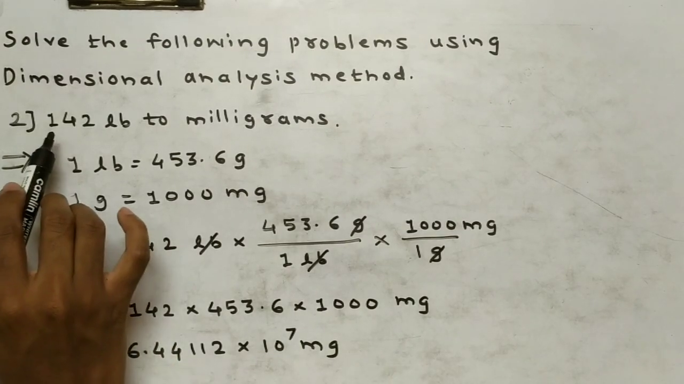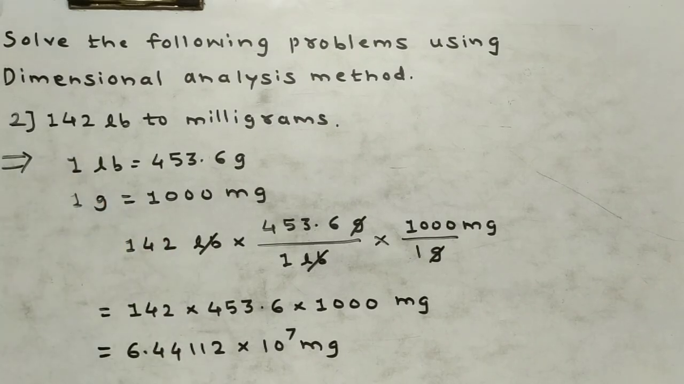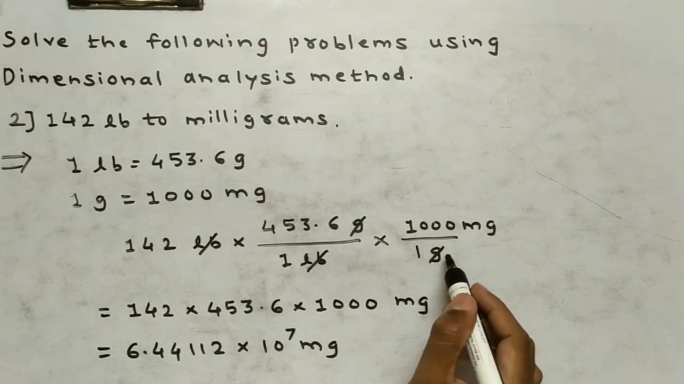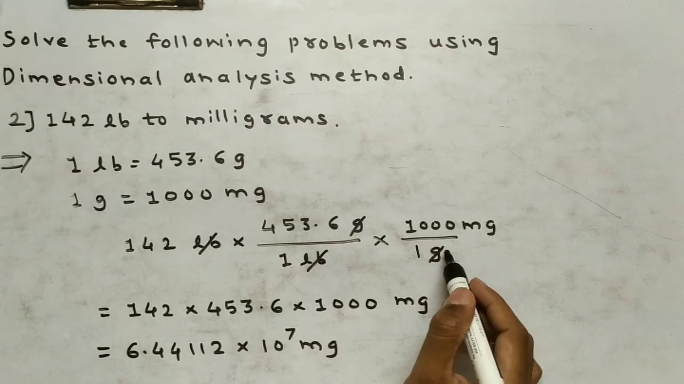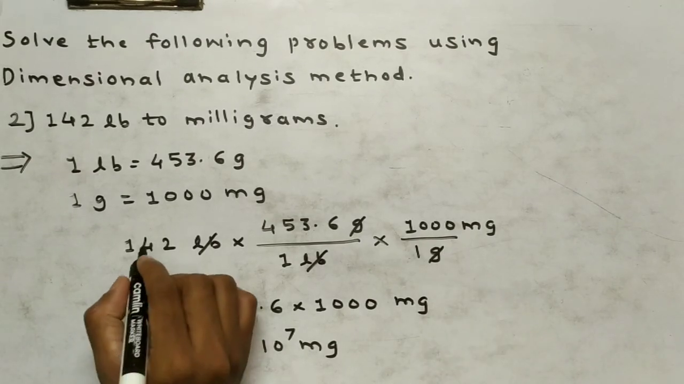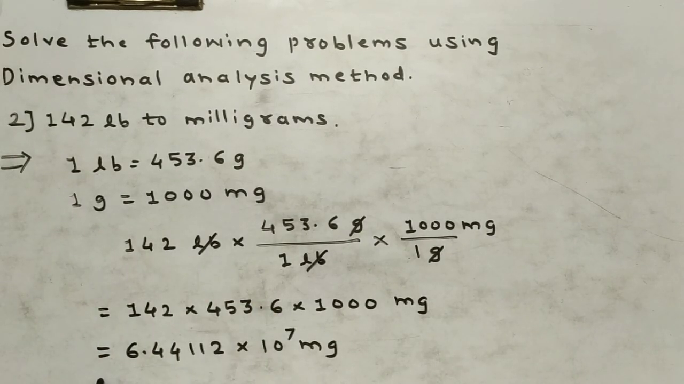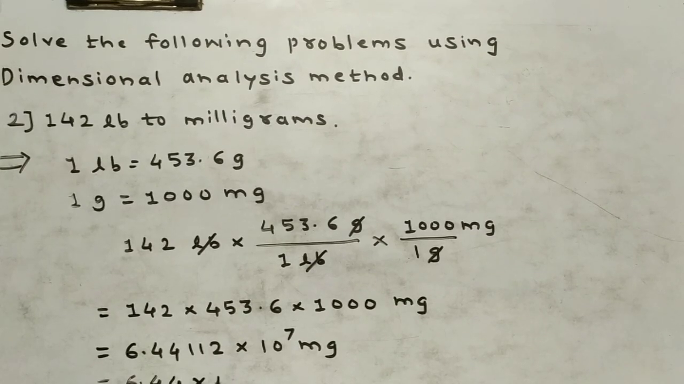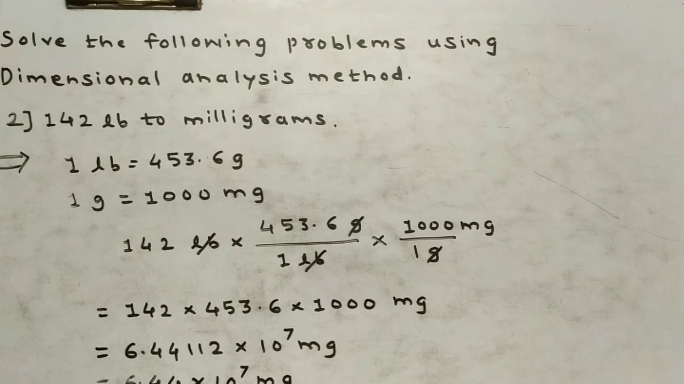Now if we see, there are 3 significant figures in 142. Now these are the constants, so we'll not consider them when determining the number of significant figures. So we'll use this 142 to write our final answer to the correct number of significant figures. So our answer will be in 3 significant figures. So 6.44 multiplied by 10 raised to 7 milligrams. This will be our final answer.